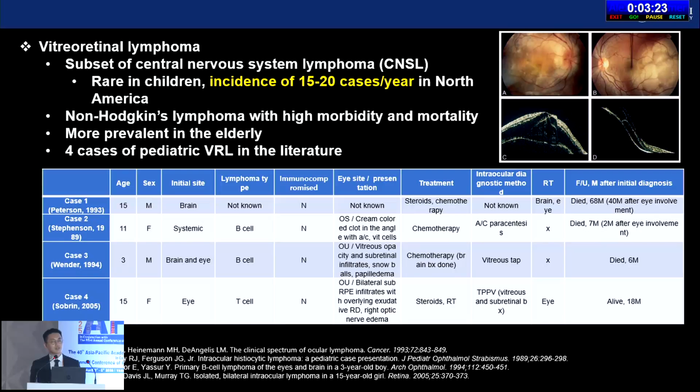Vitreoretinal lymphoma is a subset of CNS lymphoma, as you all know. And CNS lymphoma itself is very rare in children. The incidence is only 15 to 20 cases per year in North America. It's a non-Hodgkin's lymphoma with high morbidity and mortality. It's more prevalent in the elderly. And there have been only 4 cases of pediatric VRL in the literature since the 1980s.